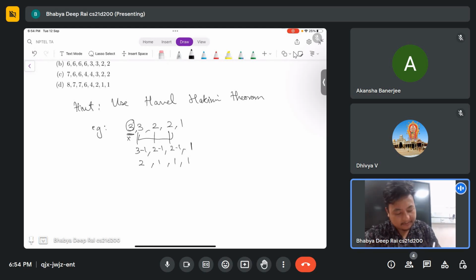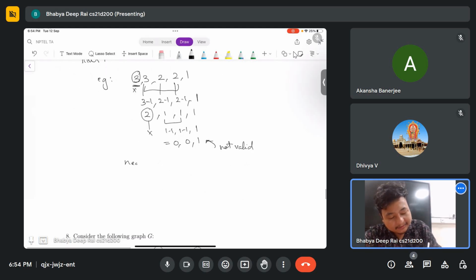Next thing I do is, since there's a 2 here, I choose the next 2 elements and subtract 1 each. So this will not be there, and this will become 1 minus 1, 1 minus 1, 1, which will become 0, 0, 1. Now this is not valid.